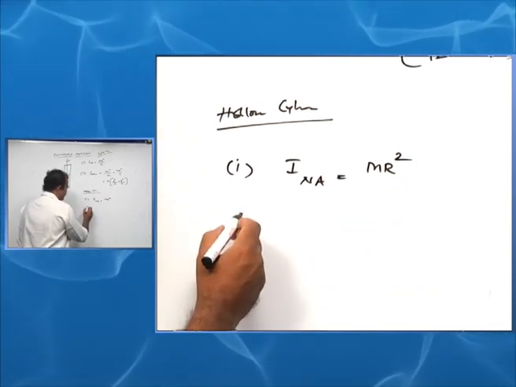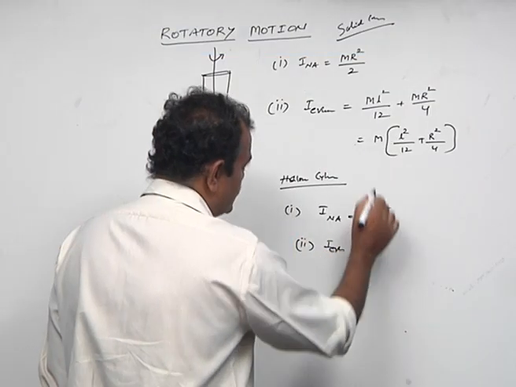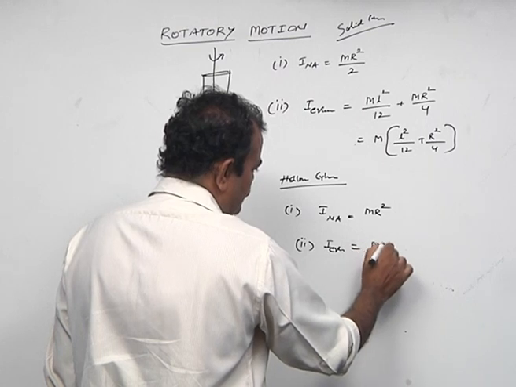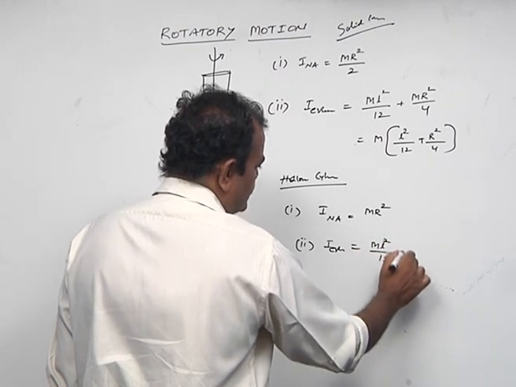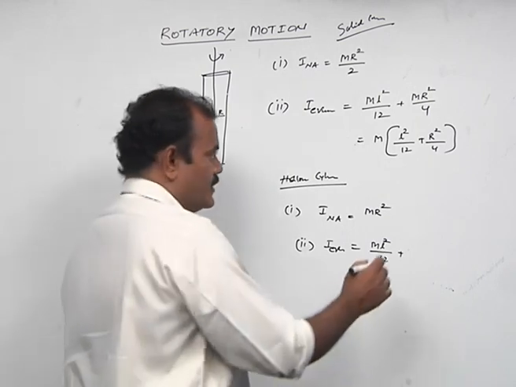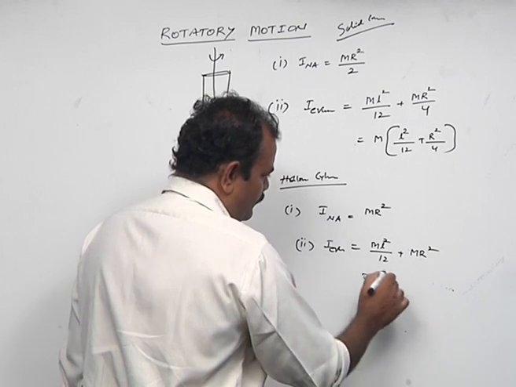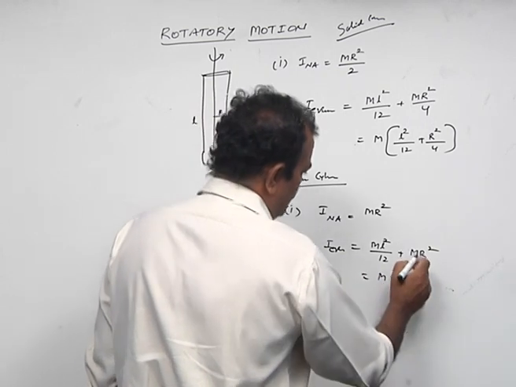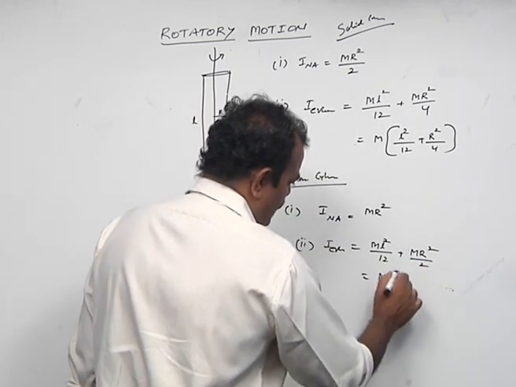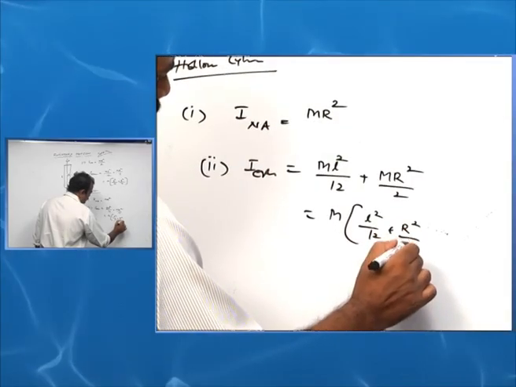And similarly, when you are coming to the equatorial axis, as usual ml square by 12 will be there. And this is the diametrical axis for that circular ring, which is nothing but mr square by 2. So that's why mr square by 2 is to be taken. M of L square by 12 plus R square by 2 is there.